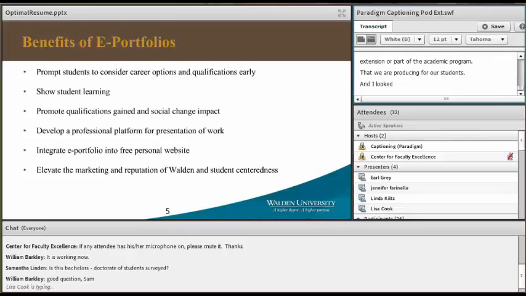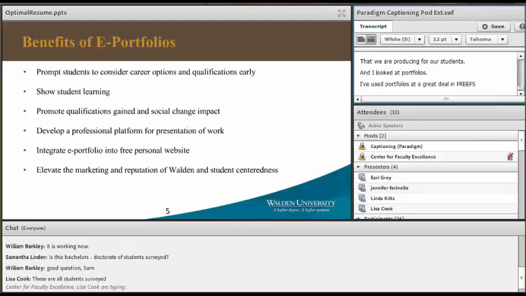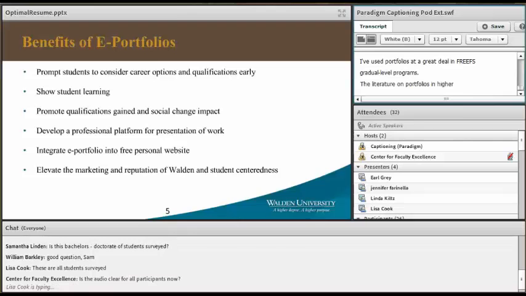I've used portfolios a great deal in previous graduate level programs, and there are a number of benefits. The literature on ePortfolios and portfolios in higher ed tends to focus in two domains. There's a great deal of literature around how portfolios are used from a career management perspective, and that's how I use them in my program.